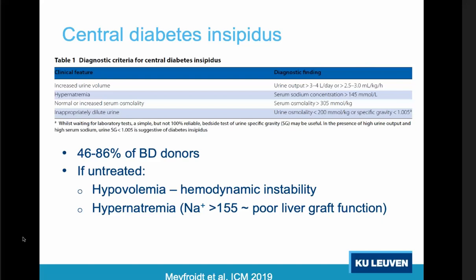This condition is caused by a lack of vasopressin, and it causes polyuria and hypernatremia, as you all know. It is very prevalent in brain-dead organ donors, but not all brain-dead organ donors develop diabetes insipidus. If it occurs, of course, it's important to treat it, because otherwise it would lead to hypovolemia and hemodynamic instability, as well as hypernatremia. And both conditions are unwanted in brain-dead organ donors. So severe hypernatremia has been associated with poor liver graft function after transplantation, and therefore it has been recommended to avoid hypernatremia in organ donors.